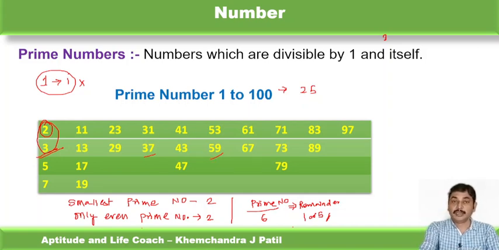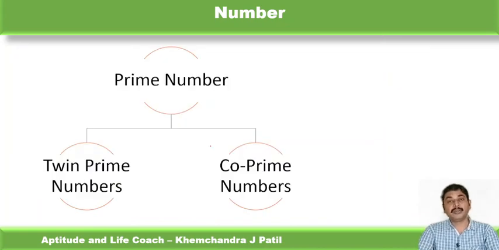Yes, I hope you people understood this now. Now these prime numbers are further divided into two categories. Everyone is taking note of each and every point, my dear friends. Keep your paper and pencil ready and take note of each and every point. Prime numbers are further divided into two categories, that is twin prime numbers and co-prime numbers. So next we are going to understand what are twin prime numbers and co-prime numbers.